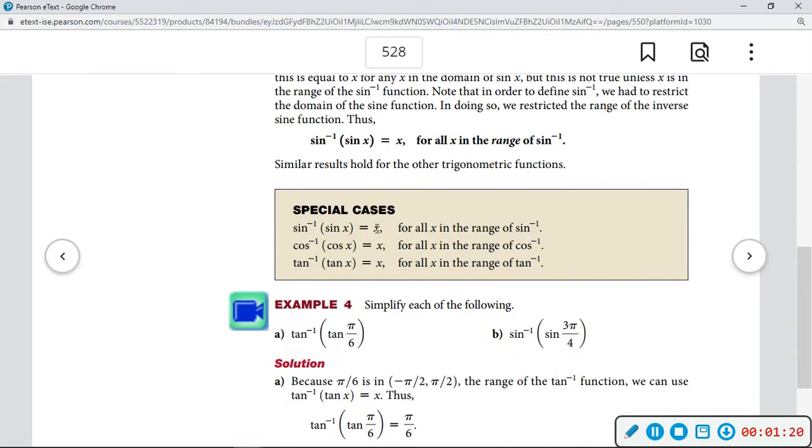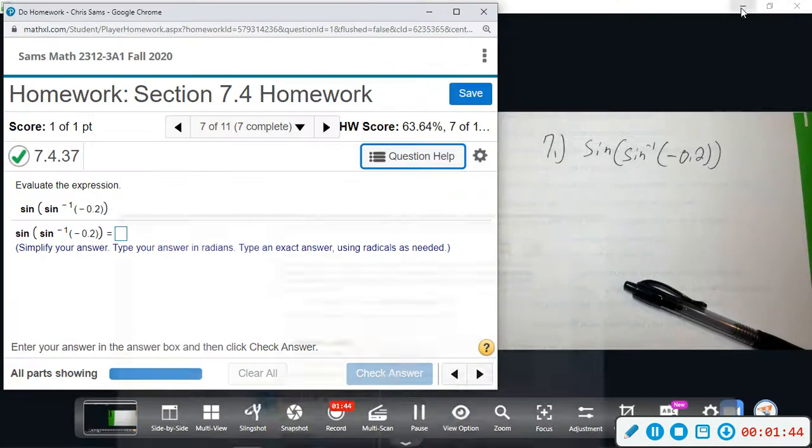It says something about special cases. So when you flip the order, now we have to focus on the range. Okay, so whatever the range of that function is. So when they put the inverse on the outside, now you're looking at the range, and if this value is in the range, then that will be the same value there. Okay, so what does that mean?